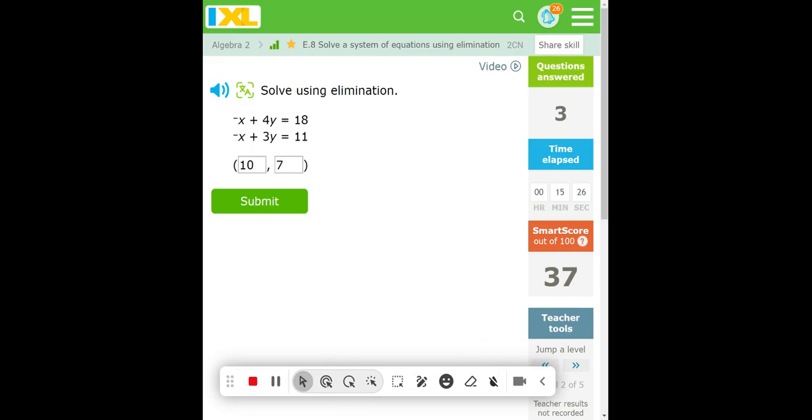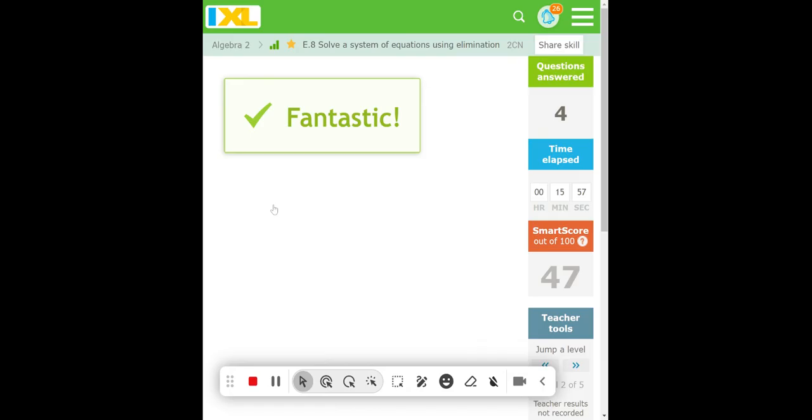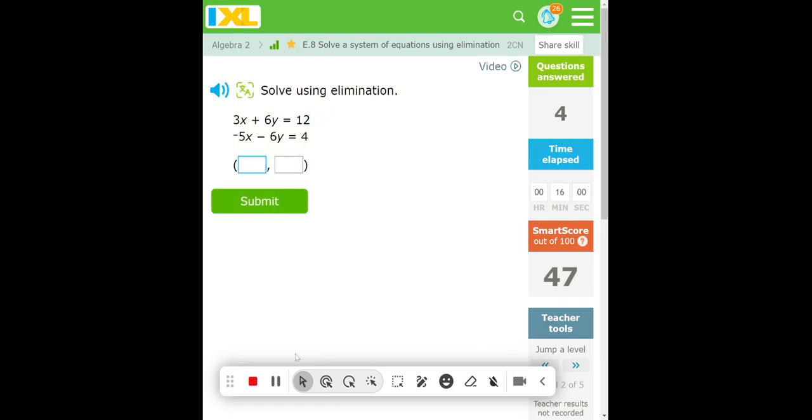Okay, so I got the equation negative x plus 4y. x equals 10 and y equals 7. It comes out 18. Beautiful, it's correct. So I can test the second equation, negative x plus 3y. x equals 10 and y equals 7. I come out 11. I'm also correct. Okay? So then I submit. Here we go. Ooh, beautiful.